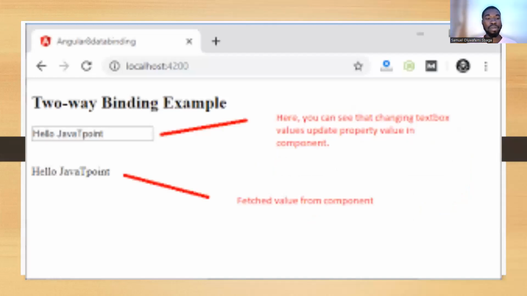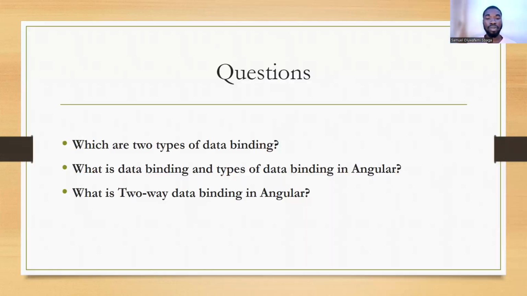Now, this is an example here. Say you're searching for something, and in the input field, whatever you write is being shown on the screen by using two-way data binding.